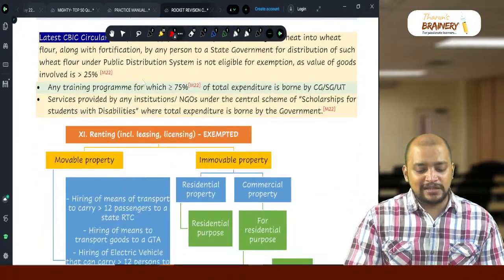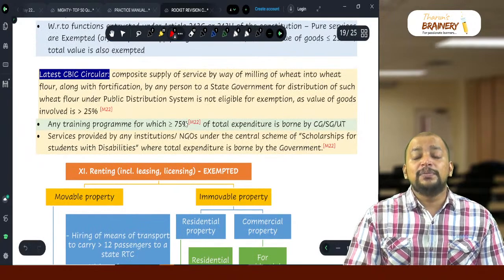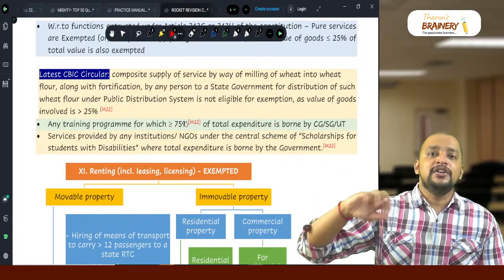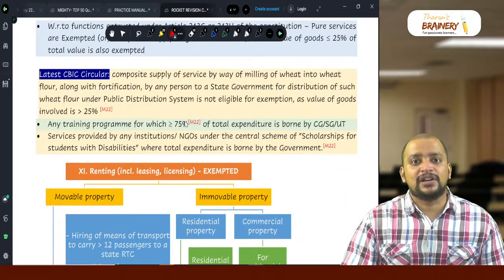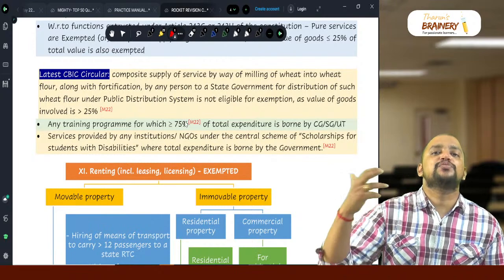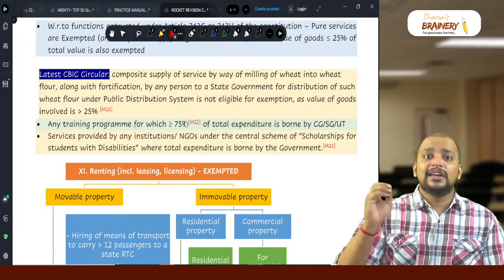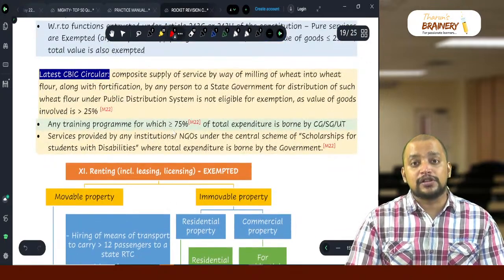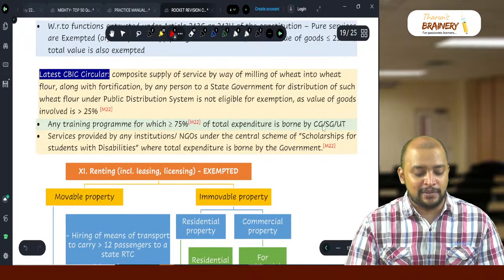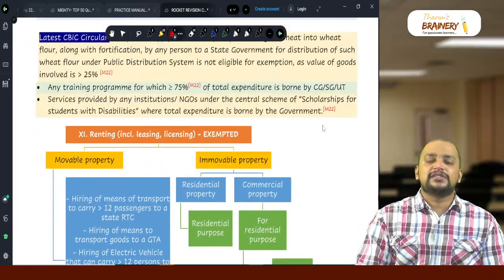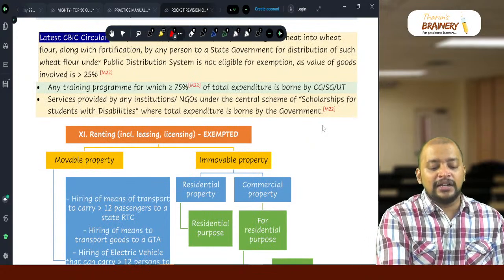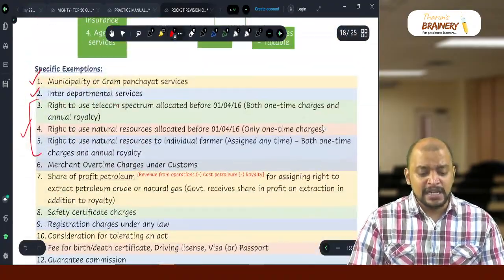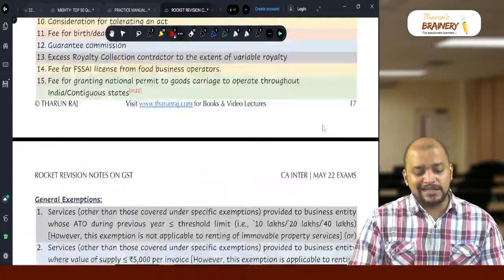Now there is one CBIC circular in this regard, on milling of wheat into wheat flour and supply to the government for distribution in public distribution system ration shops. So here the goods element is more than 25%, so due to that reason, it will not be coming under exemption. Then any training program for which greater than or equal to 75% of the total expenditure is borne by government is exempted. And if it is for students with disabilities, then only if the entire expenditure is borne by government is it exempted. So these are the activities in relation to government that are exempted here.